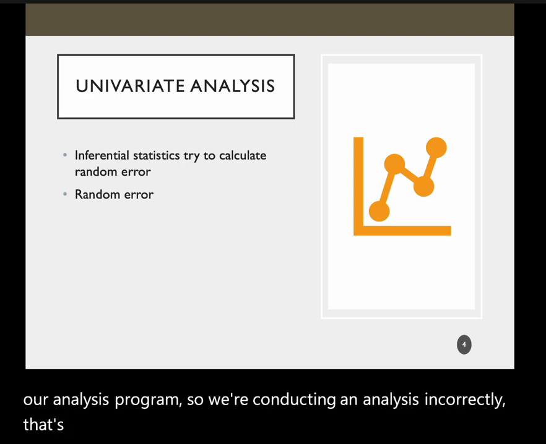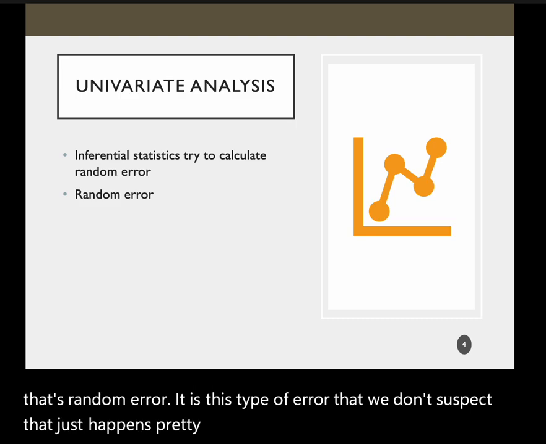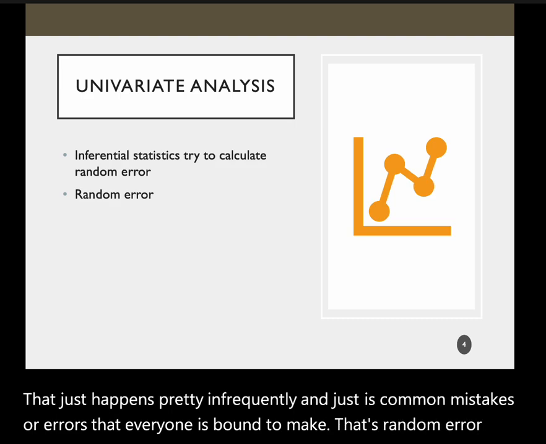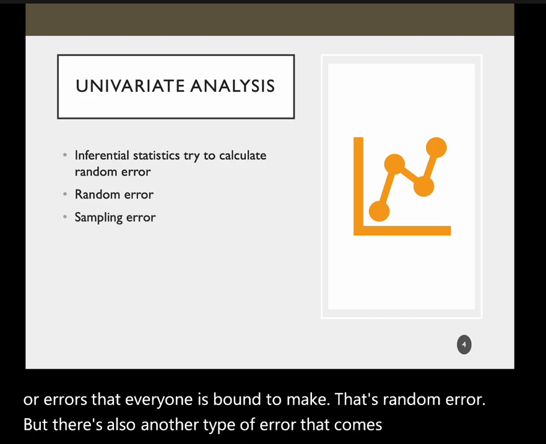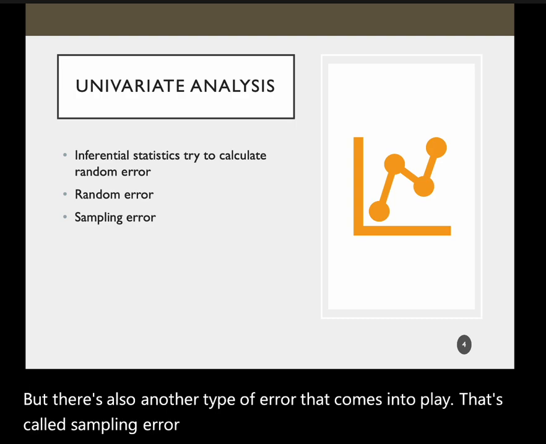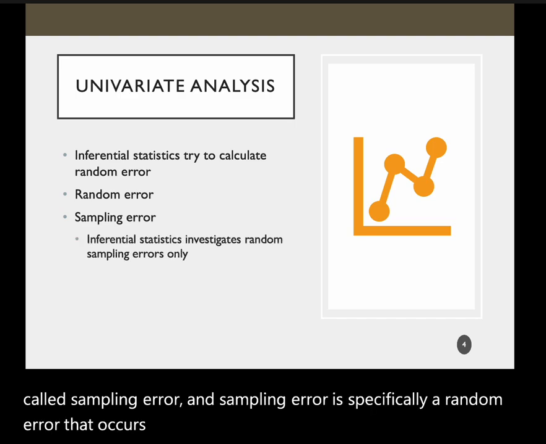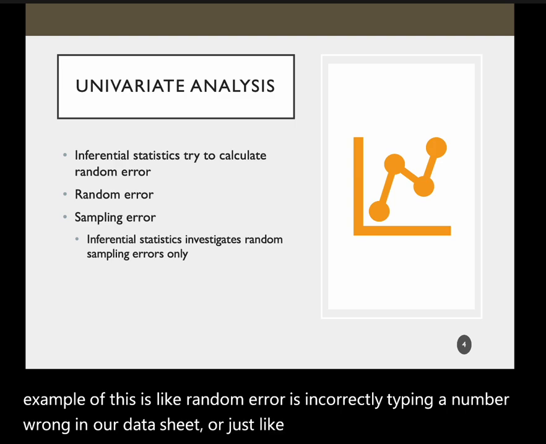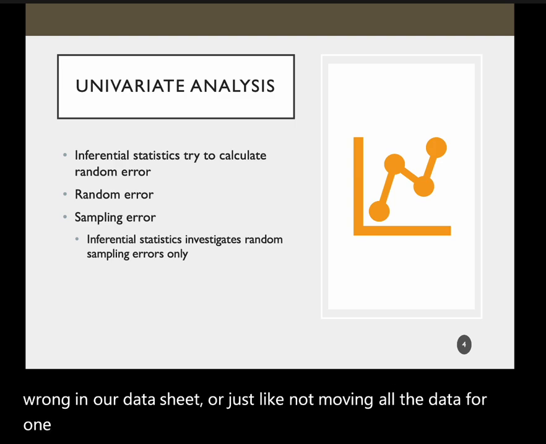That's random error. It is this type of error that we don't suspect, that just happens pretty infrequently and is common mistakes or errors that everyone is bound to make. But there's also another type of error that comes into play that's called sampling error. And sampling error is specifically a random error that occurs during the process of data collection. So, a good example of this is that random error is incorrectly typing a number wrong in our data sheet, or not moving all the data for one participant into our final spreadsheet.